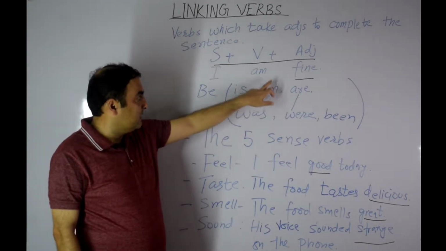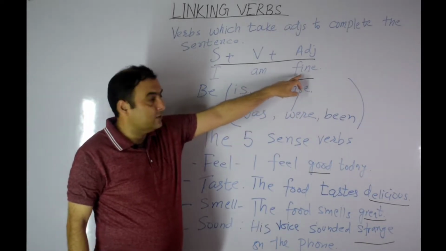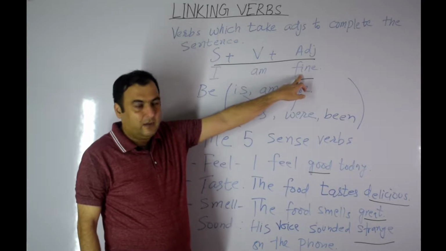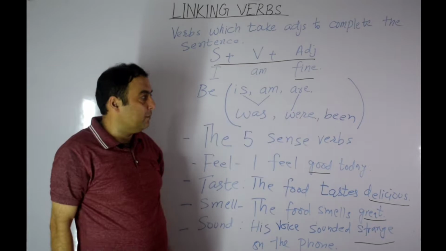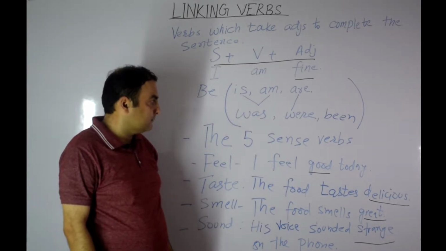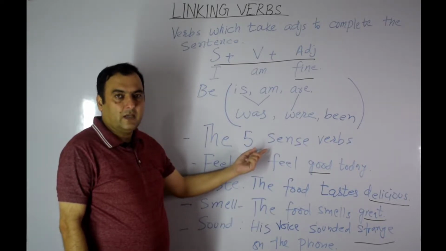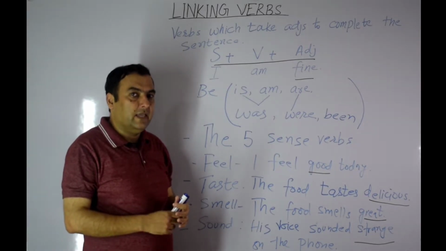For example, somebody asks you, how are you? And you say, I'm fine. So you see, fine is the adjective after the linking verb. I was fine, they are happy, for example. So this is what a linking verb is. And we have some very common ones, the five sense linking verbs.